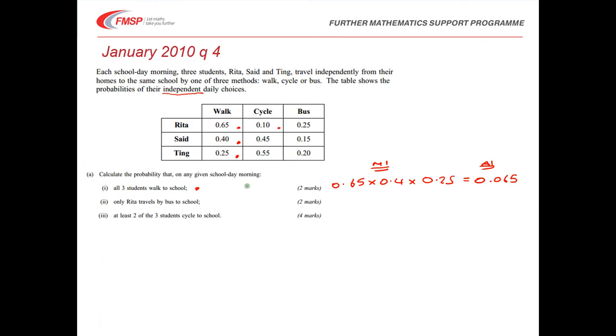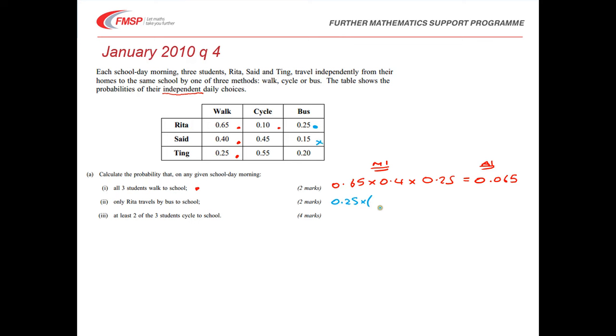Only Rita travels by bus to school. Okay, so for Rita to travel by bus, it's going to be 0.25. Now, what do the others need to do? Well, if it's only Rita travelling to school by bus, then the others can't. So there's two ways of doing this.